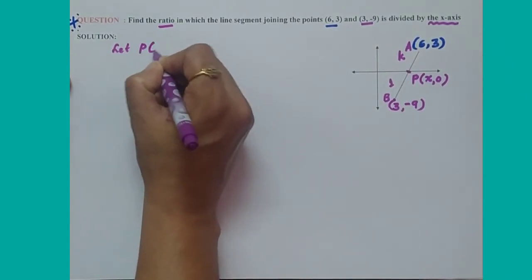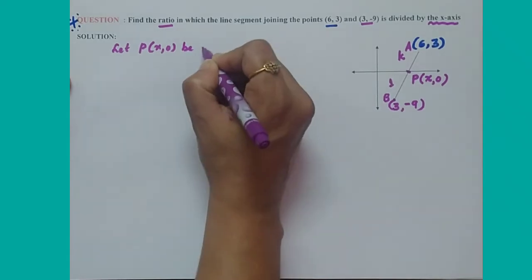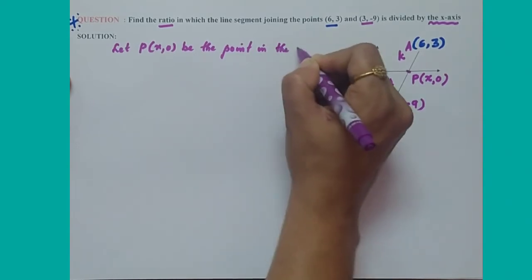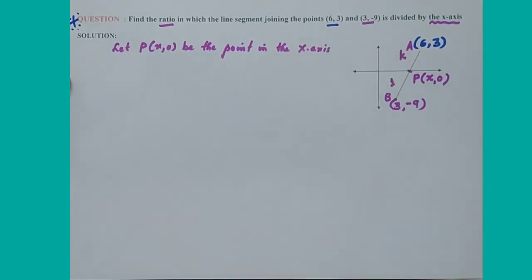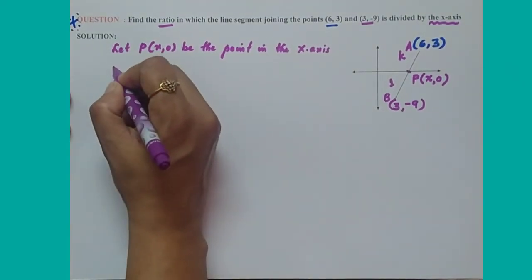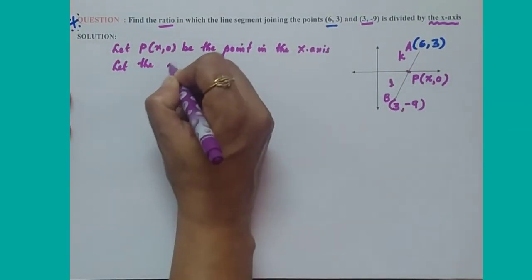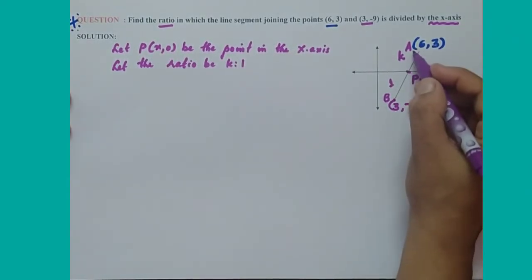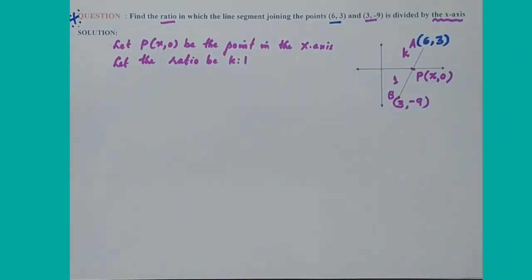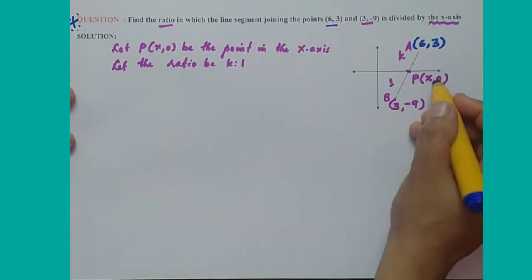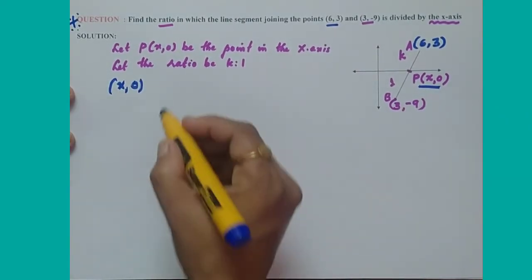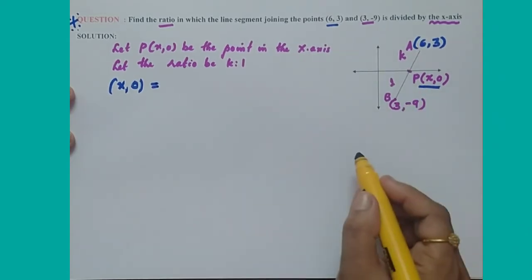Let P (x0, 0) be the point on the x-axis which divides this line segment. Anyway, let the ratio be K is to 1. Don't forget, K you need to take along with the side A, and 1 you need to take along with the side B. Now I am going to apply the same section method itself. Section point x0 you need to write on the left side, equal to, I am going to apply the section formula on the right side.